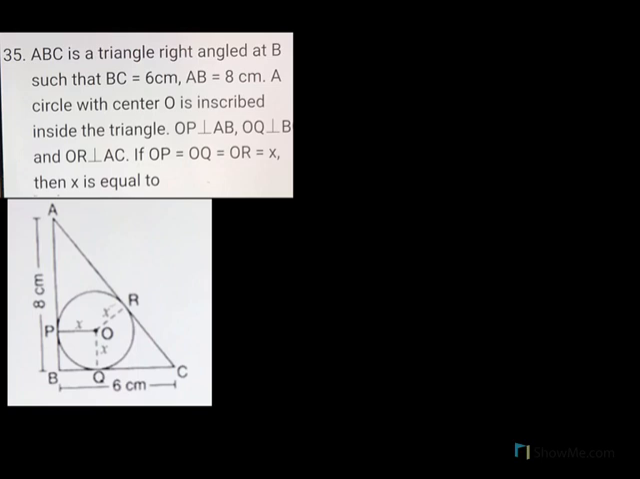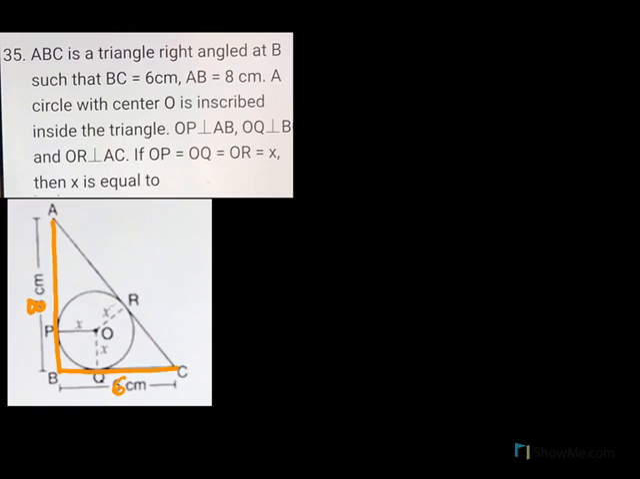ABC is a triangle right angled at B such that BC is 6, so I'll mark here BC here is 6, and AB is 8. So we have AB here is 8. This is given as 8. And we need to find the value of x.